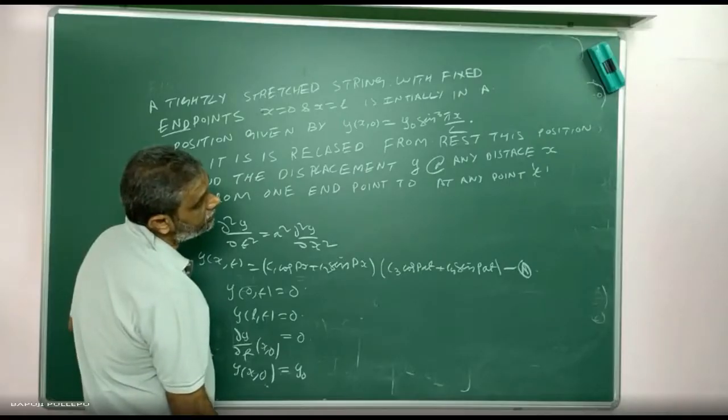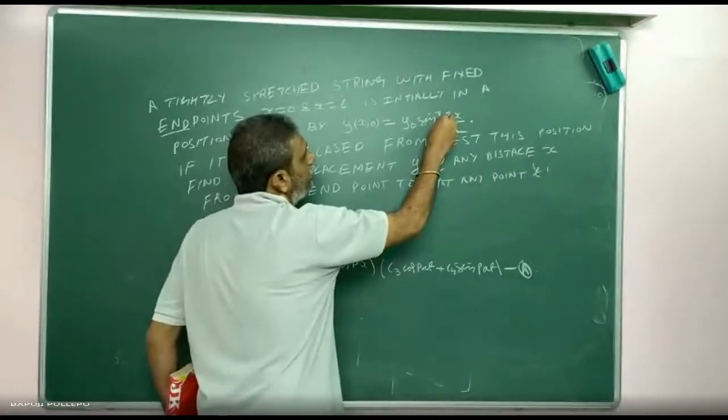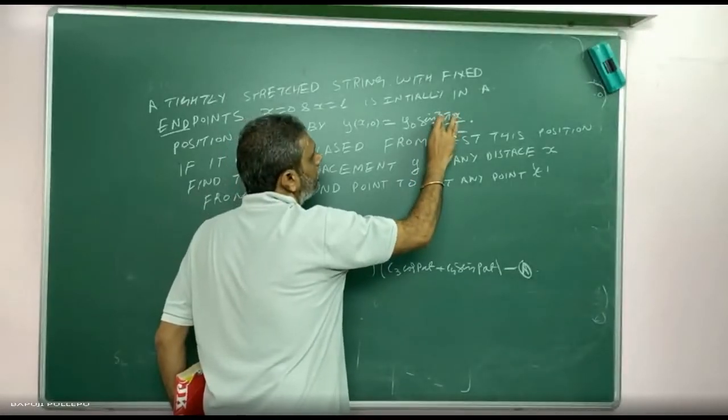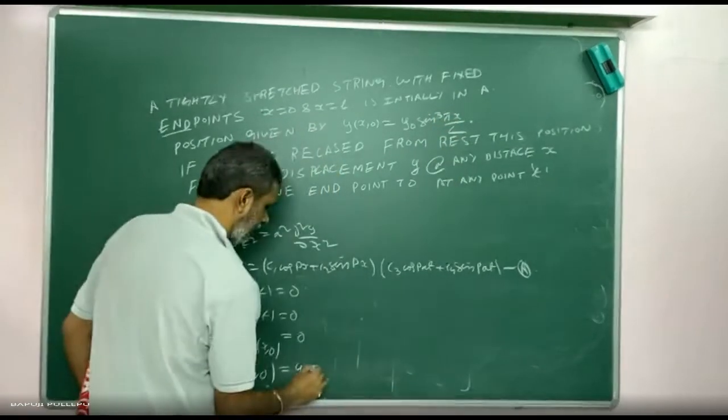y0 sin cube pi x by l. I have written cube by square there. Tell me. Cube, correct?